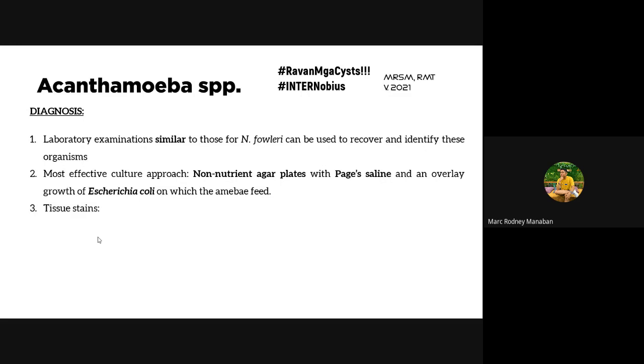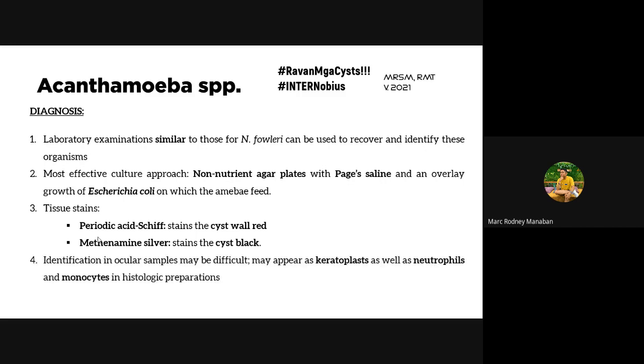Next, for tissue stains, if you want to stain from histological preparations, you may use periodic acid-Schiff. It can stain the cyst wall red, and methenamine silver, which stains the cyst wall black. Another stain, the ideas na wala na ko nabutang, is calcofluor white. Okay, calcofluor white. All right, ayan.